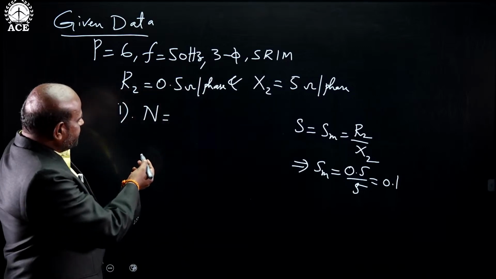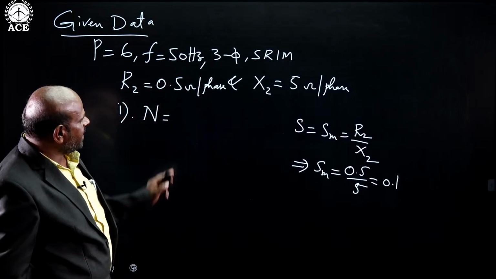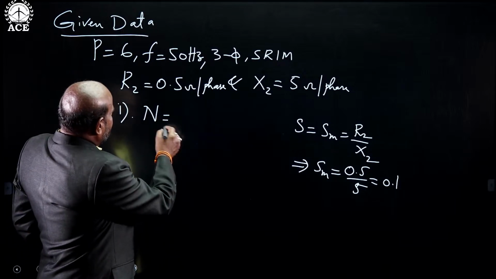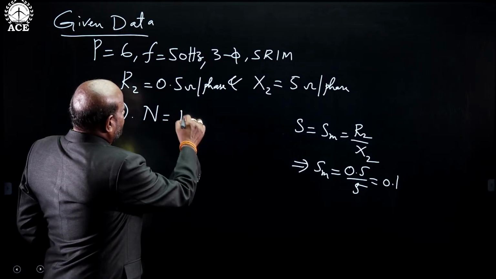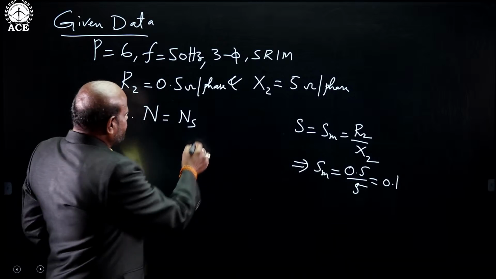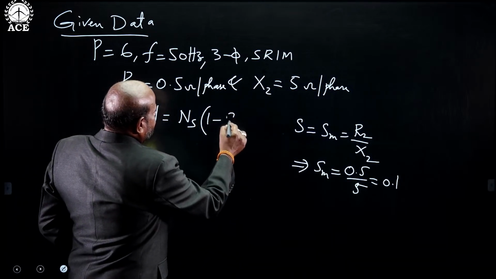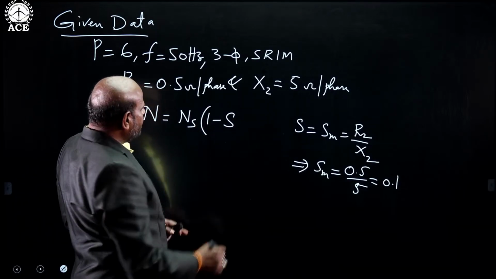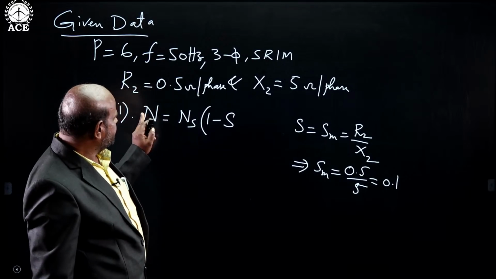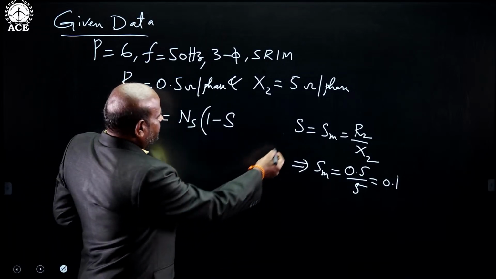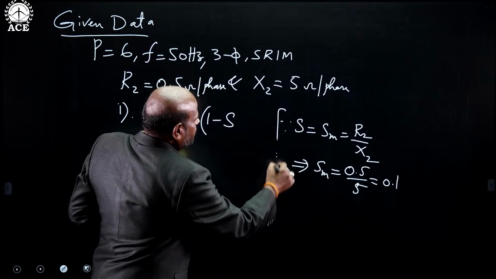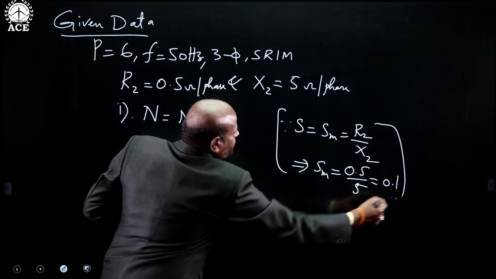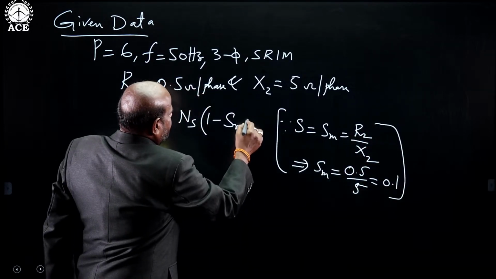So, what is the formula for speed here, the speed at maximum torque? Generally, the expression for motor speed in terms of synchronous speed is ns into (1 minus s). And here we are finding the speed at the maximum torque. Maximum torque occurs at a slip of S max, so this will be S max.